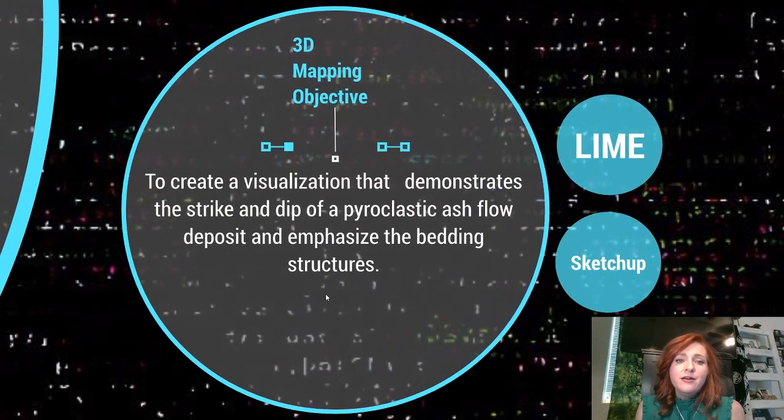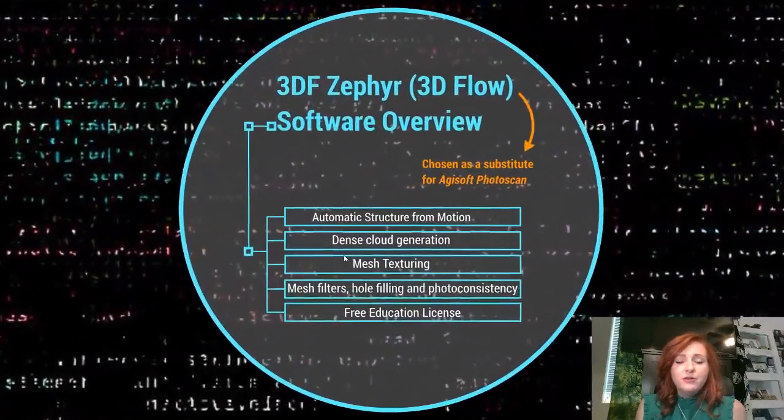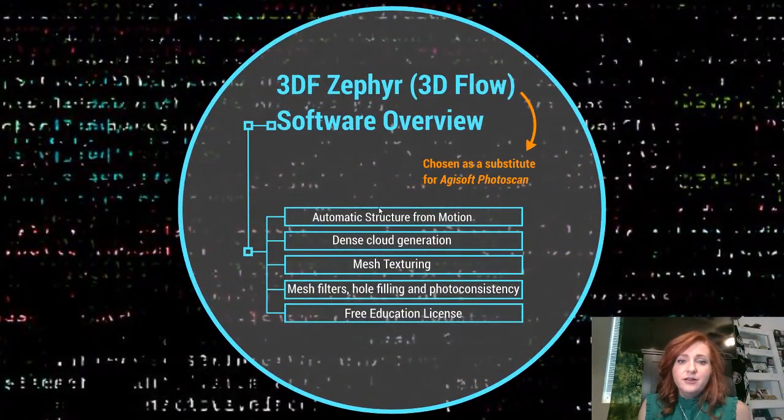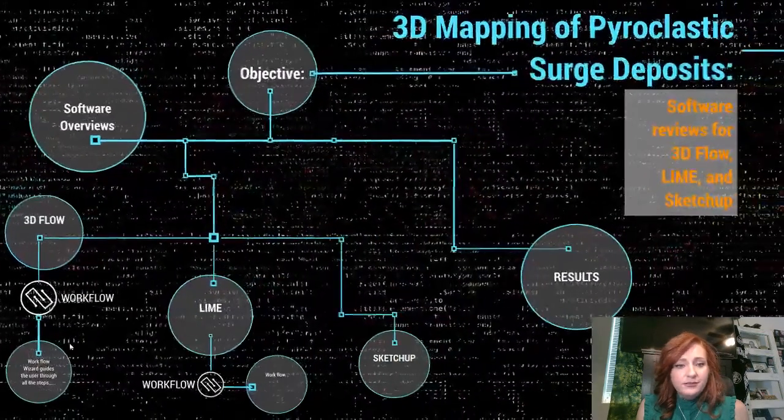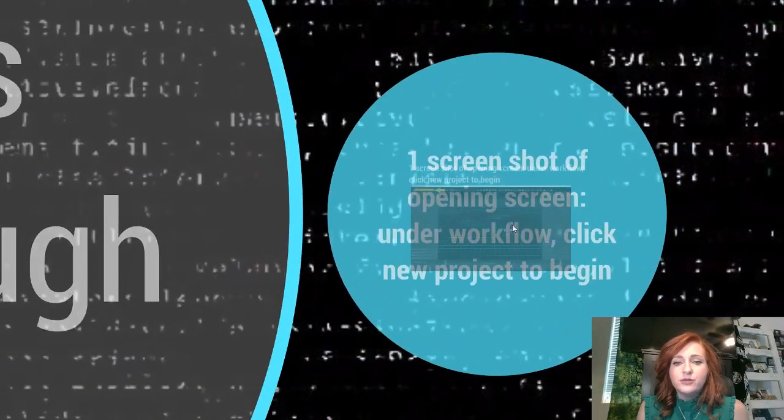Now the whole goal of this was to create a 3D model and then map some of the features on it, like for instance strike and dip of the bedding. That's exactly what I tried to do with this project. So let me go over the 3DFLOW, which is the photogrammetry software that I used. What I did for the workflow, and I'll give you some screenshots here.